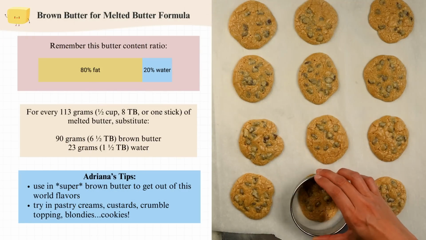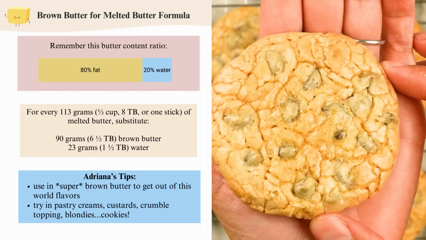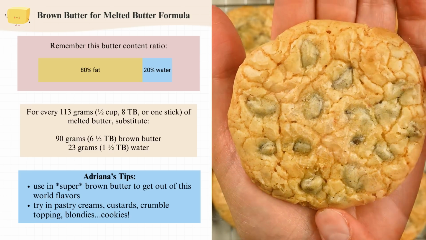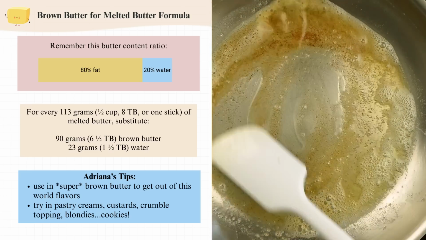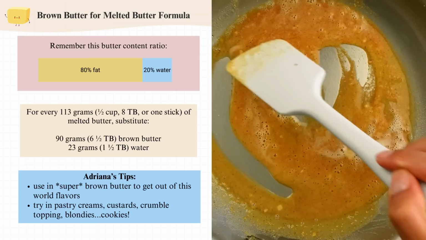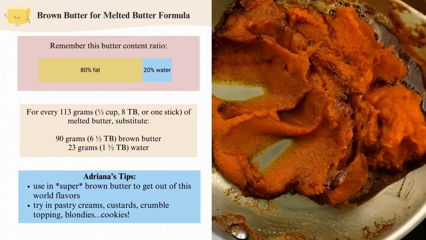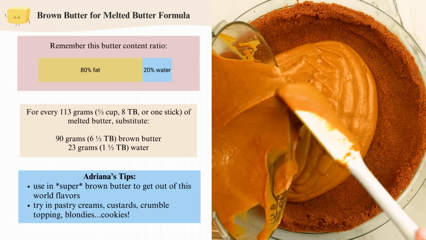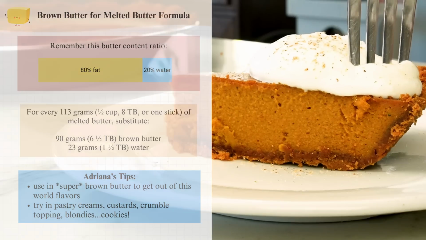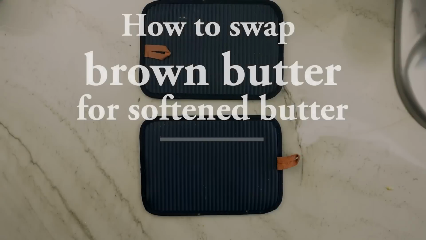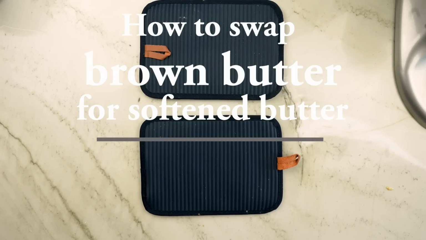There are lots of opportunities to use brown butter plus water in place of melted butter. You could try it in a pastry cream. I used it in my pumpkin pie, which is custard based, and that gave me a roasty pumpkin flavor. You could also try this for crumble toppings on top of pies, or perhaps in a blondie or lemon bar recipe. Next is swapping out softened butter for brown butter.